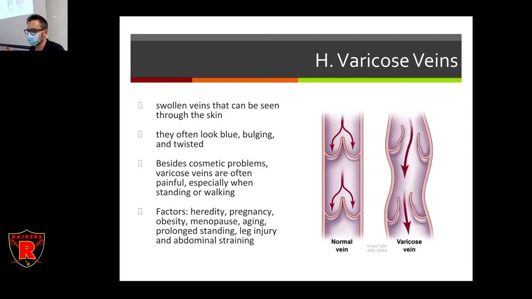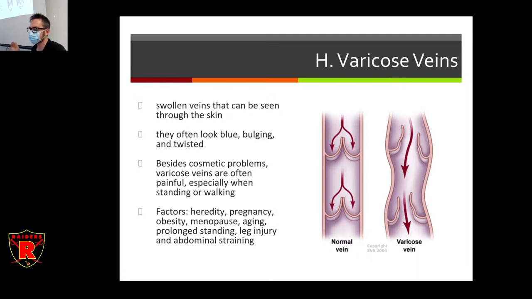So like I said, it's often associated with pregnancy. It's much more common in women than it is in men, but absolutely men can get it too. And there are other risk factors that increase your chances of getting it. Obesity, it also happens with menopause for women. Sorry, ladies, you get a double whammy on that one. In general, aging is one of the precipitating factors here, so people get them as they get older.